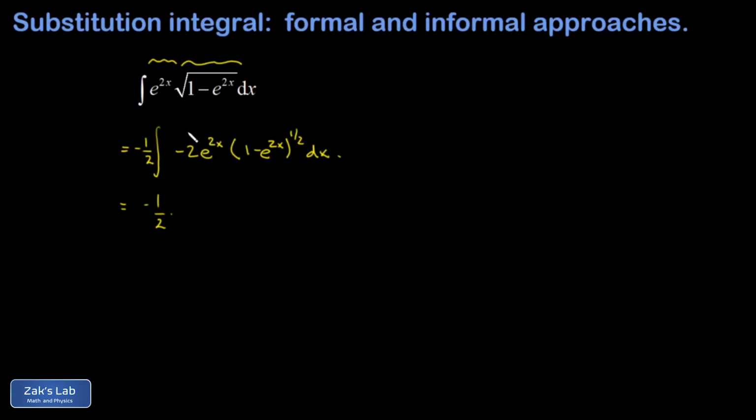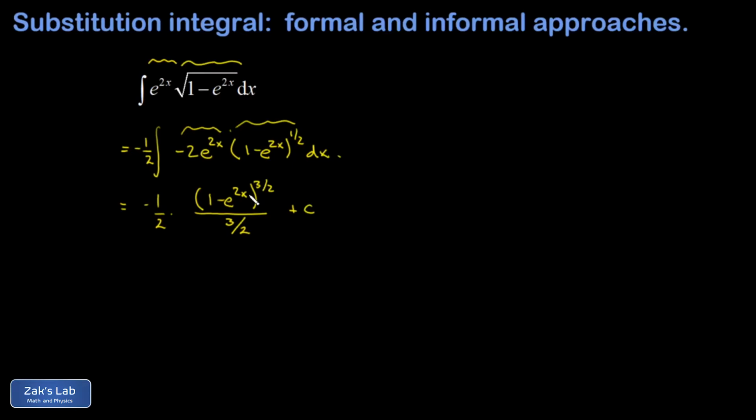And with the derivative of the interior sitting right there, the results of the chain rule are already taken care of. And all I have to do is use the power rule on this composite function, add 1 to the exponent, 1 minus e to the 2x to the 3/2, and then divide by that resulting exponent. So divide by 3/2. And it's indefinite, so I have a plus c here.